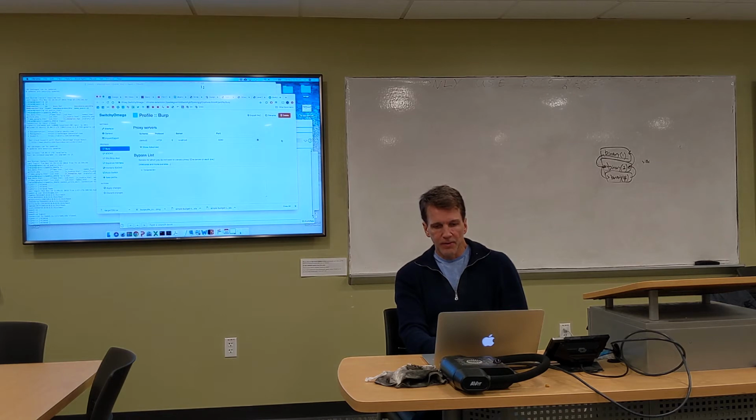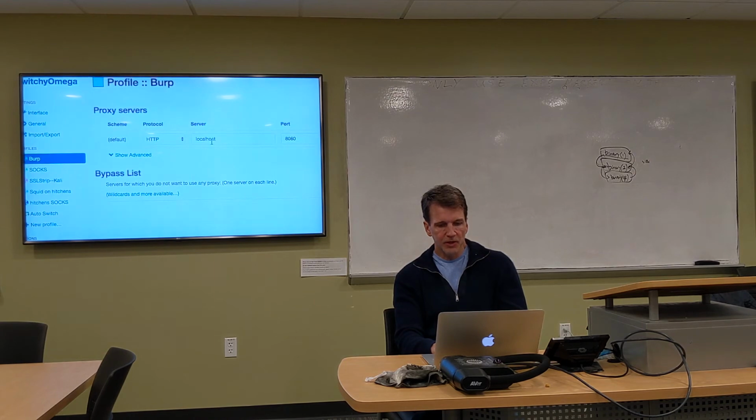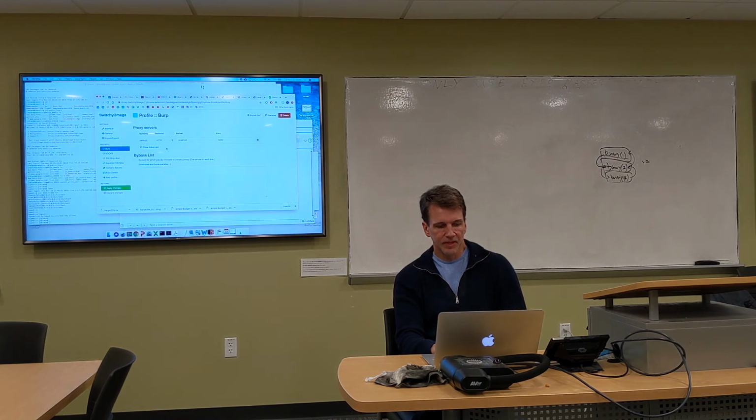The way that you configure this extension is, you set the protocol, HTTP proxy, localhost 8080, that's it. And give it a name, and I called it Burp. Okay? Apply changes, and now if I set this to Burp, and I go to, I don't want SSL, so maybe I'll go to Never SSL.